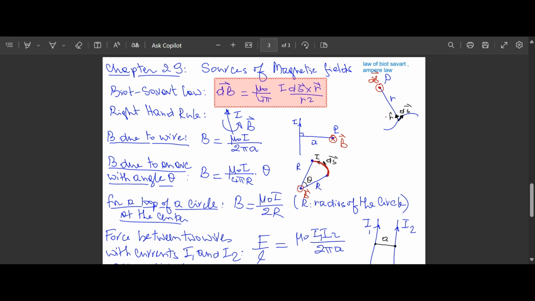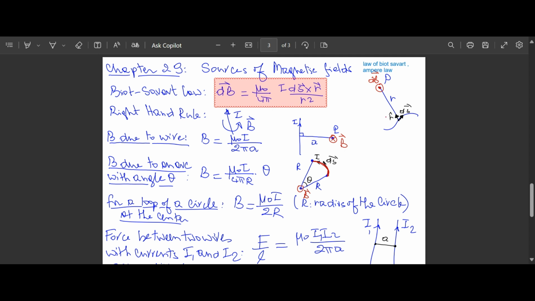Which means, now, look, ds cross R, like this. So the magnetic field that is created at this point P should be inside. You got it? So this is the way I get the direction, this is the way I apply that formula, the Biot-Savart law, very important.